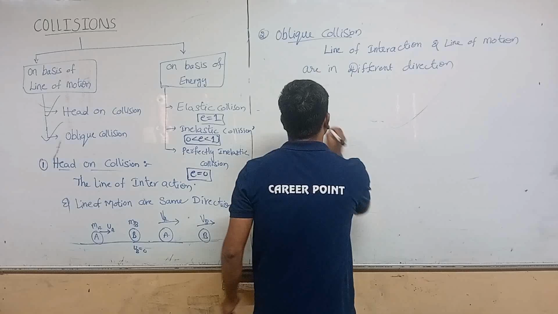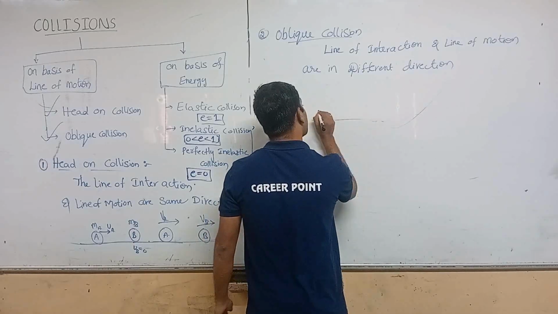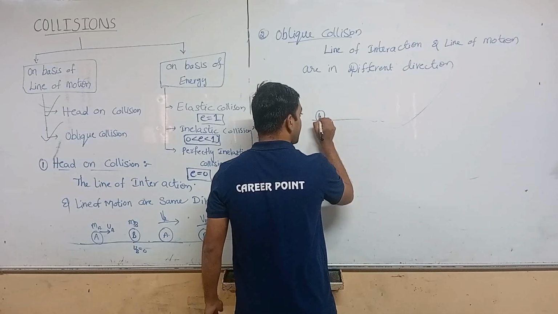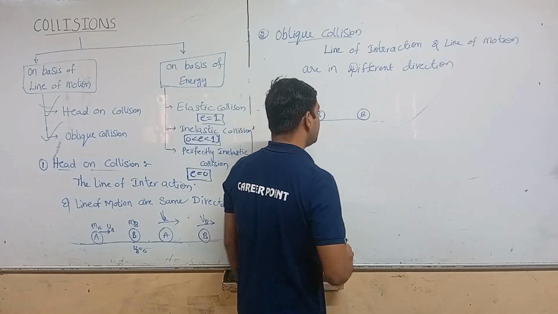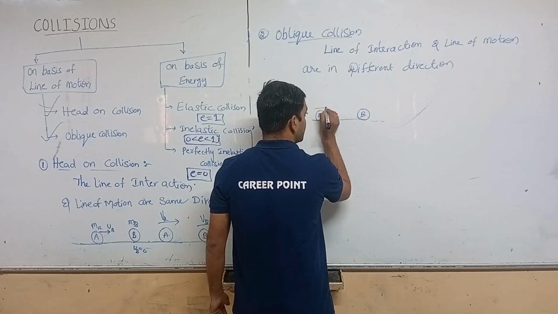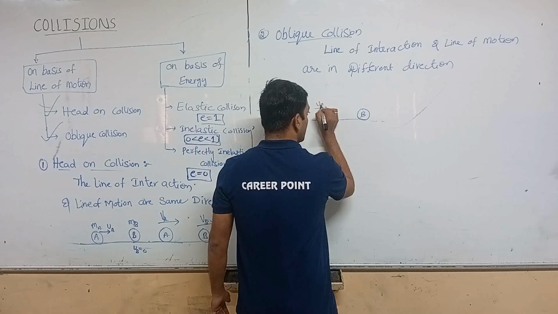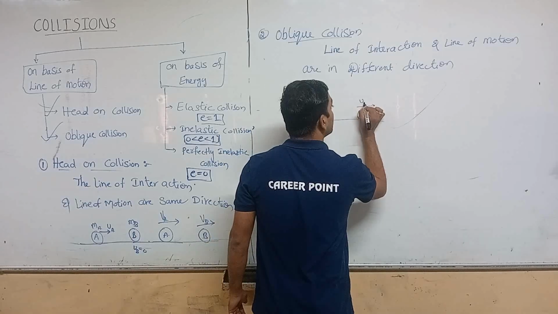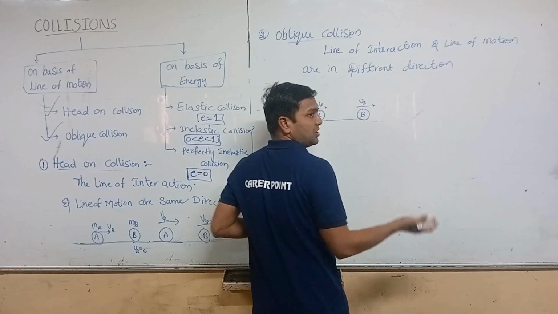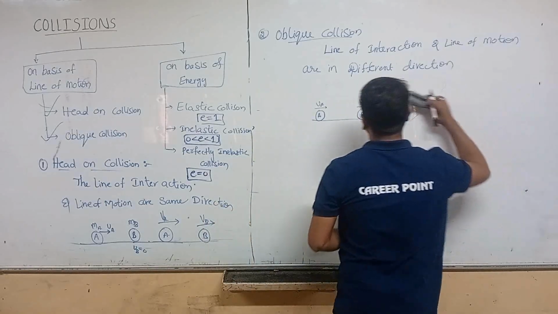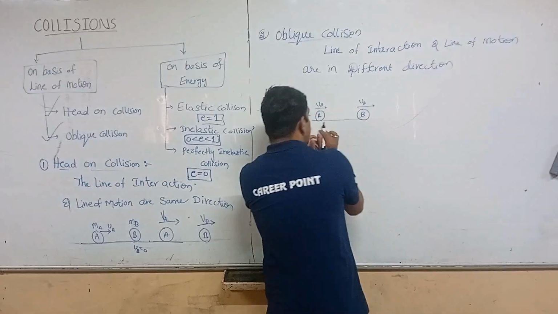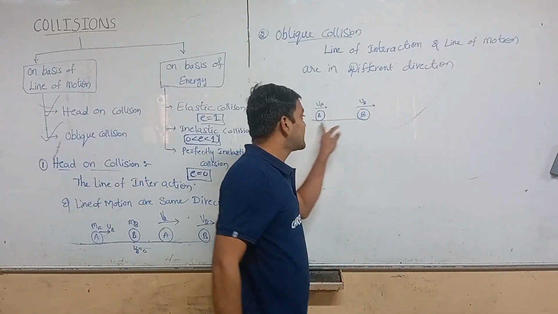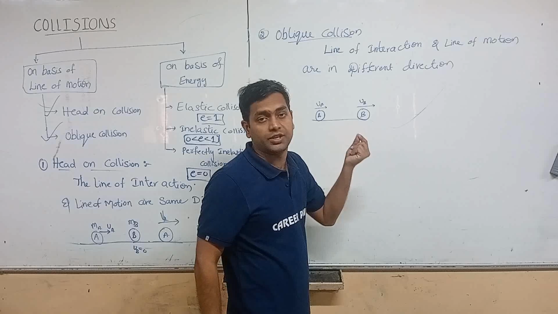Let us take an object A and an object B. Object A is moving in this direction with velocity uA and object B is moving with uB, or we can also take it at rest. Here object A comes and collides with B.